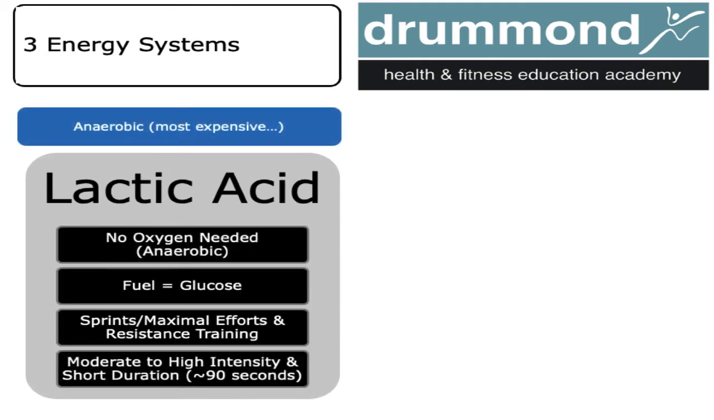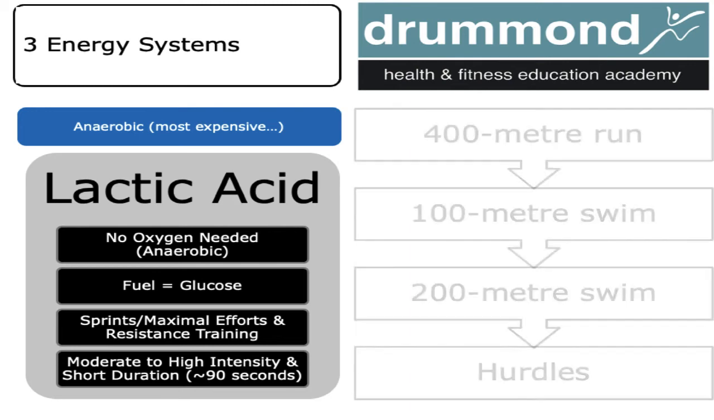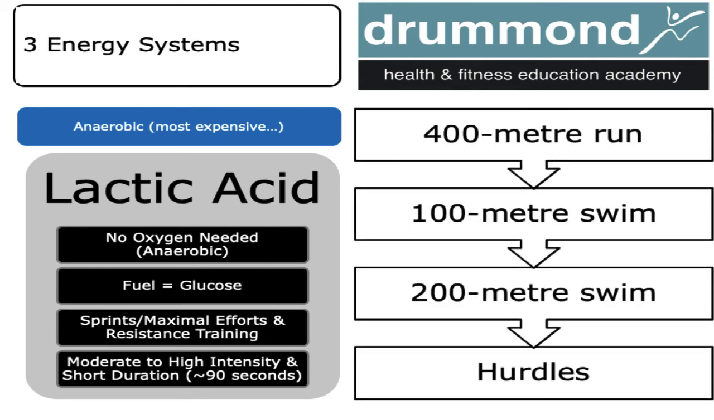Exercises which use the lactic acid system are going to be 400-meter runs, 100-meter swims, 200-meter swims, or hurdling exercises, as well as resistance training for 5 or more repetitions. This is all going to be within the lactic acid system. Again, the lactate system is entirely anaerobic and uses stored glycogen to make ATP.